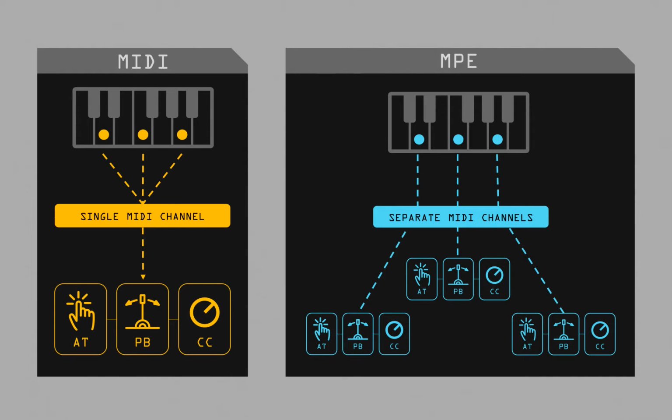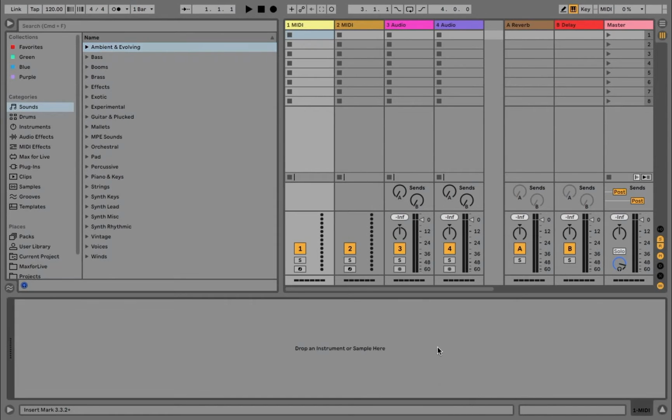MPE, on the other hand, allows each note to have its own dedicated MIDI channel. This now means that any pitch bend or pressure or aftertouch affects only that note. Each note could be independent from the rest and have a unique tone, shape, and evolution to it. There are some MPE-enabled instruments in Live 11, including Wavetable and Sampler. There's also support for third-party MPE-compatible VST plugins.